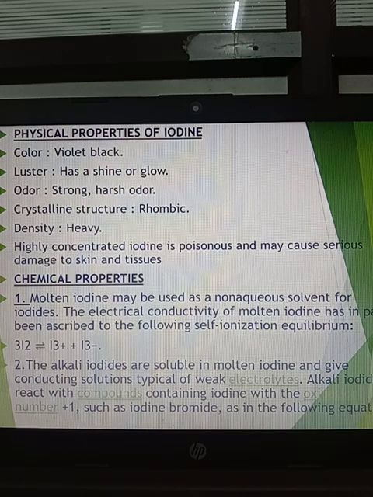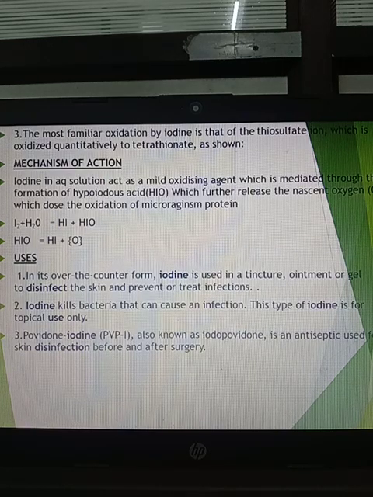It is converted to hydrogen iodide. Mechanism of action: it is a very strong oxidizing agent. Iodine plus water produces HI and HOI. The uses also include over-the-counter iodine, where it is used as tincture, ointment, gel, and it also kills bacteria that cause infection. And why is it used? It is used for topical application in a very good way.